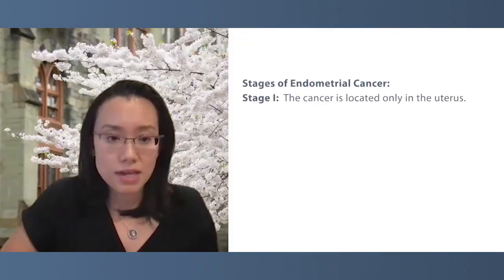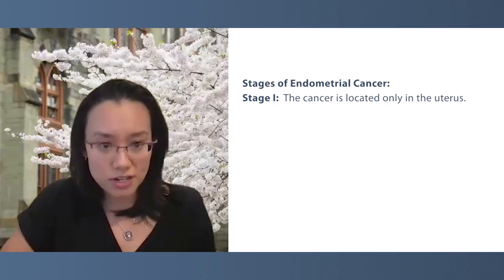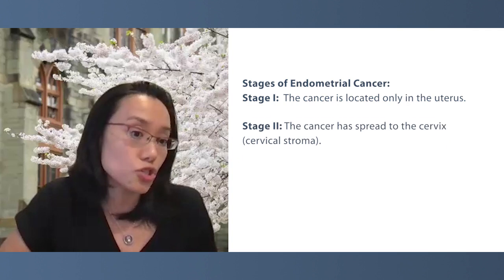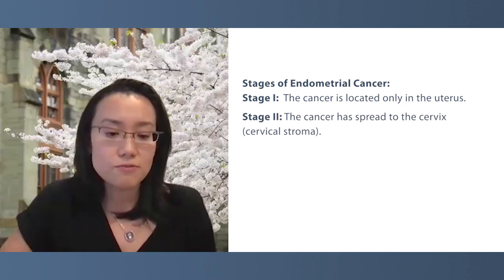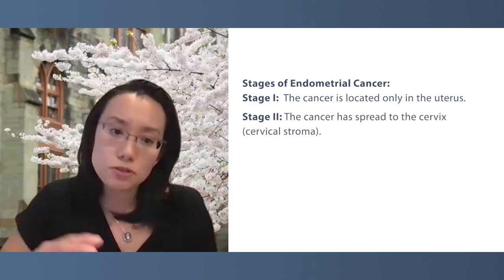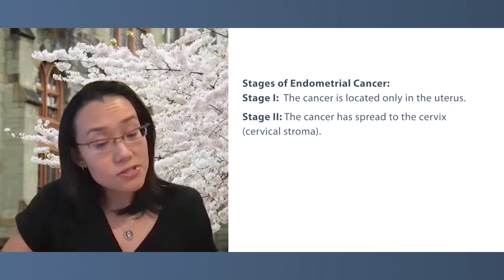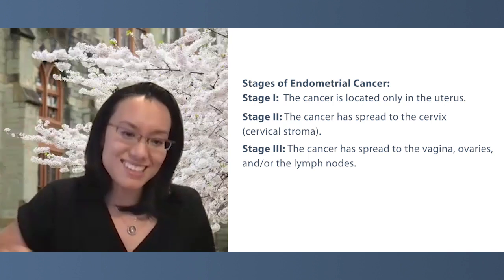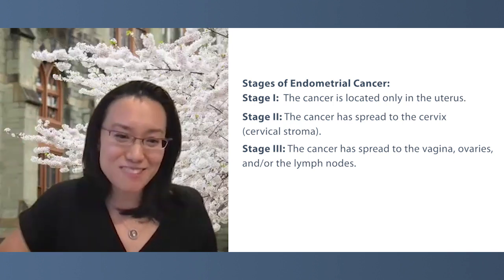Can you give me an example? Of course. So, for example, if the cancer cells are located only in the uterus and they're not found anywhere else, then that is a stage 1. If the cancer cells have traveled to the cervix area, specifically what we call the cervical stroma, that becomes a stage 2. If the cancer cells have, for example, traveled to the fallopian tubes or the ovaries or the lymph nodes, then that becomes a stage 3. And there are sub-stages within those categories as well.